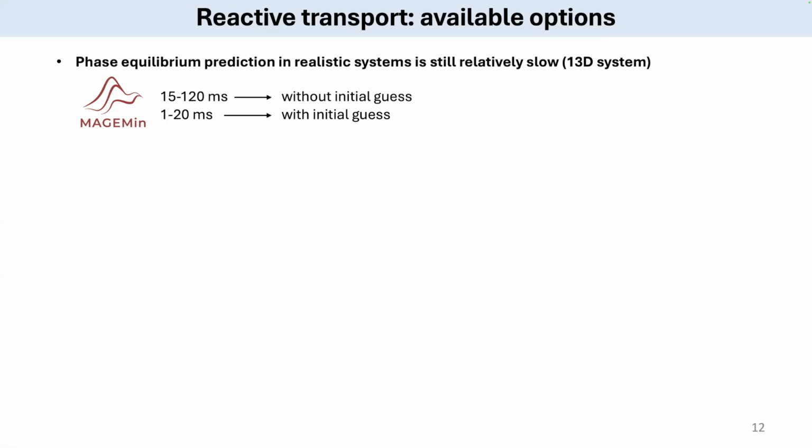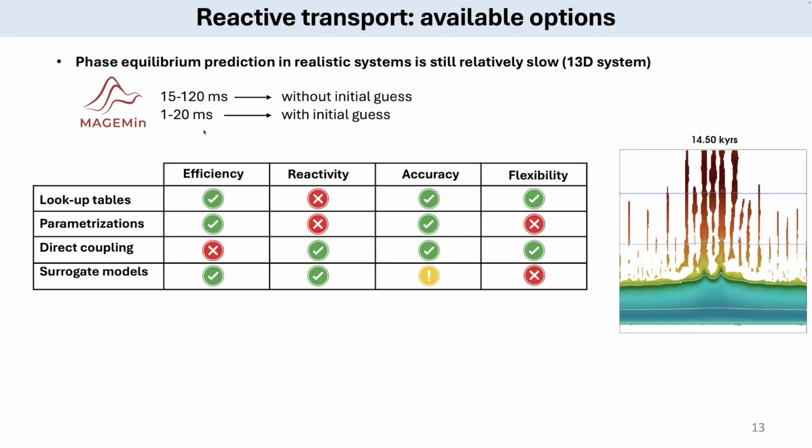But this is still rather slow, and we have been using several workarounds in order to be able to couple geodynamic modeling directly with petrological calculation. One of them is the lookup table, for which we have a very large efficiency, but a poor reactivity. So we cannot really model melt segregation using a lookup table unless we have just one component that will vary, for example, water. But the cool thing is that it's quite accurate and quite flexible. It's quite easy to create lookup tables for a whole range of different chemical systems.